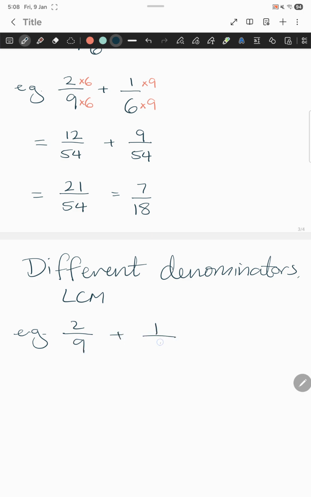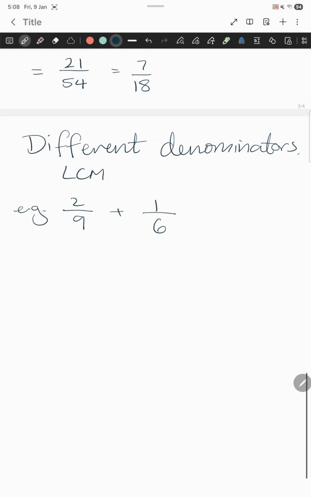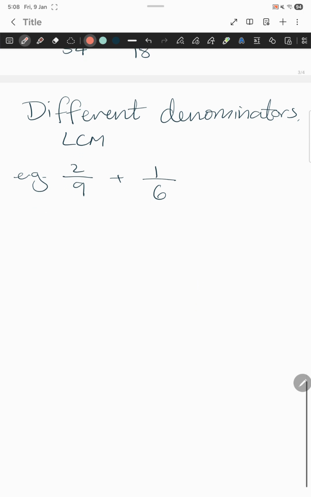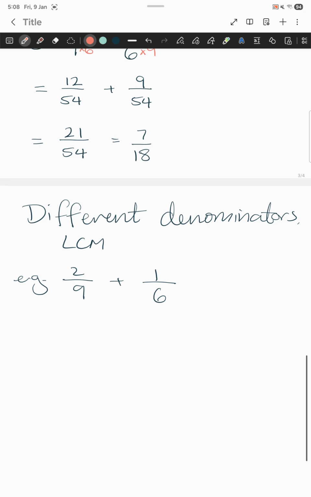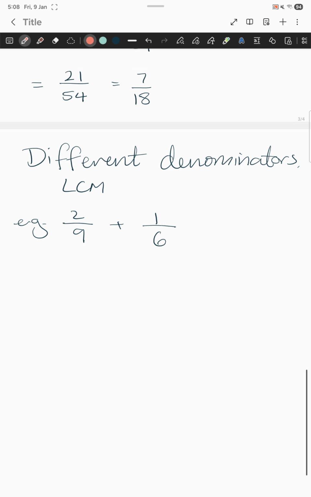2/9 and 1/6. Now, yes, we can choose to multiply them by each other, right? The two bottom numbers. But that made very large numbers, a very large fraction here, which we needed to simplify. If we choose the lowest common multiple, we wouldn't need to do any simplifying. So here we say, what is the lowest common multiple of 9 and 6? The lowest common multiple is the smallest number that is both divisible by 9 and divisible by 6. And so the smallest number we can think of is 18, right? So here the LCM is 18.